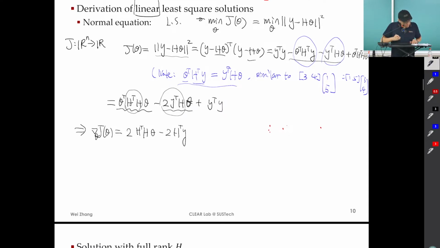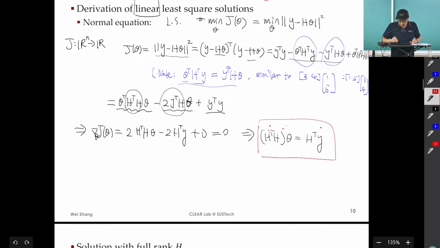Okay, so I need to make sure this guy is 0. Plus 0, this guy doesn't depend on theta, so it equals 0. So then I have what? H transpose H theta equal to H transpose Y. So that's the so-called normal equation for least squares problems. In other words, the best least squares estimate should satisfy this solution. This equation is called the normal equation.